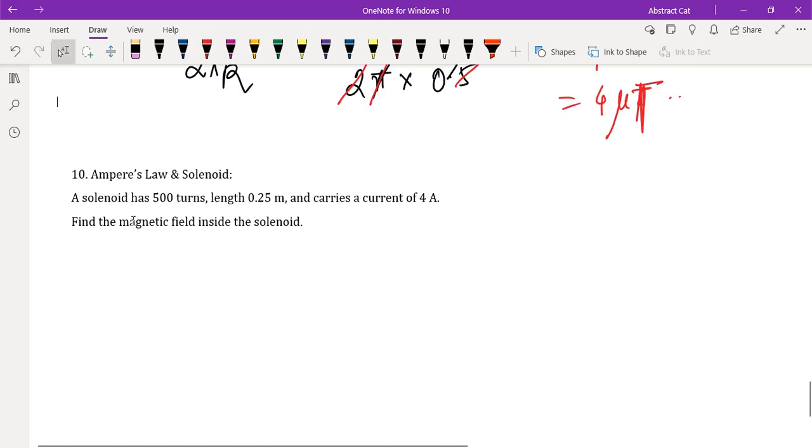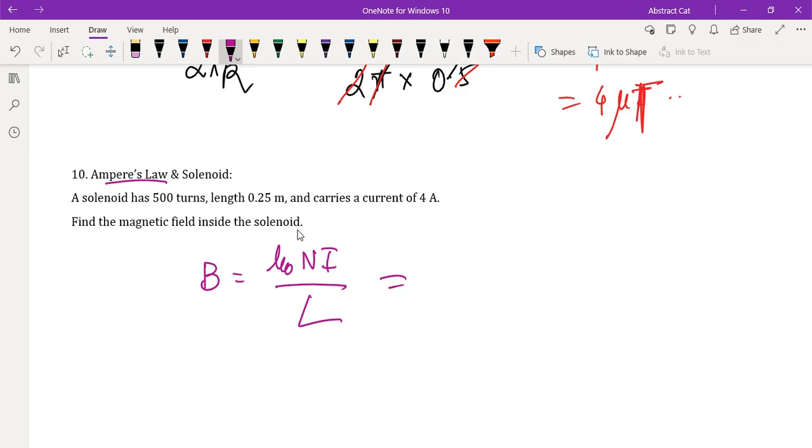Number 10, a solenoid. A solenoid has 500 turns, length 0.25 meter, and carries a current of 4 ampere. Find the magnetic field inside the solenoid. That's the basic Ampere's law. So B equals mu 0 n I by length. Mu 0 is 4 pi into 10 to the power minus 7, number of turns is 500, current is 4 ampere, divided by length 0.25.